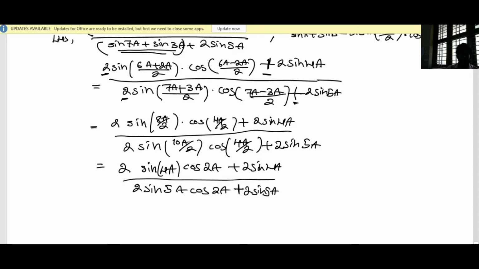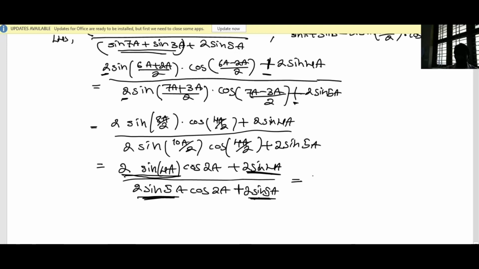Okay. Observe the numerator and the denominator. Here see, 2 sin 4A is there. Here 2 sin 4A is there. Can observe, na? 2 sin 4A. Here also 2 sin 4A. That means from the numerator you can take 2 sin 4A as the common term. Observe the denominator: 2 sin 5A. Here also 2 sin 5A is there. You can take that term as a common term.